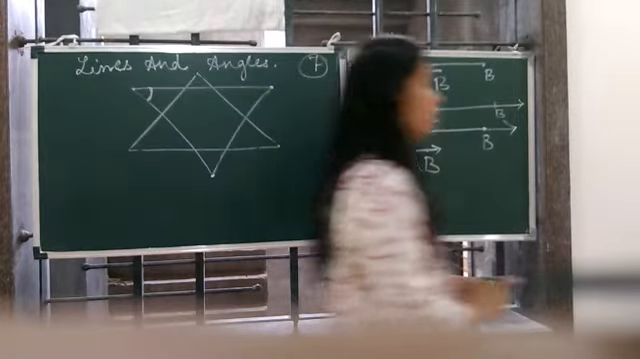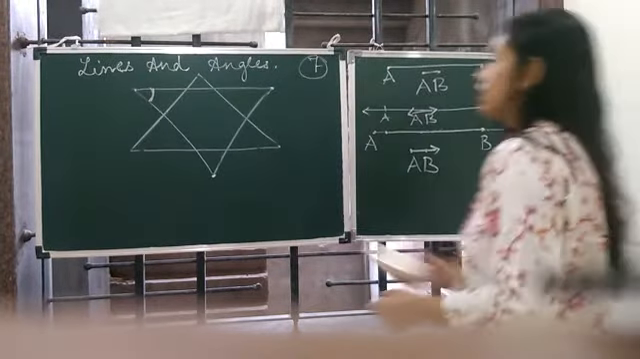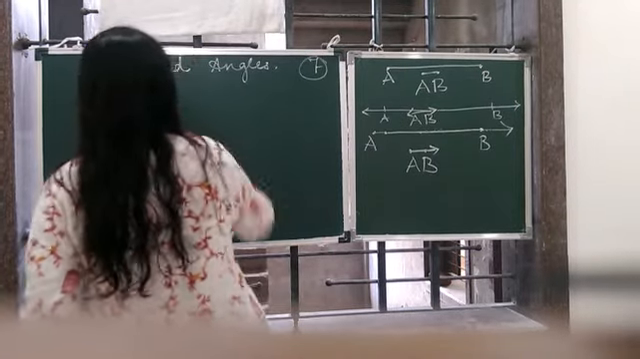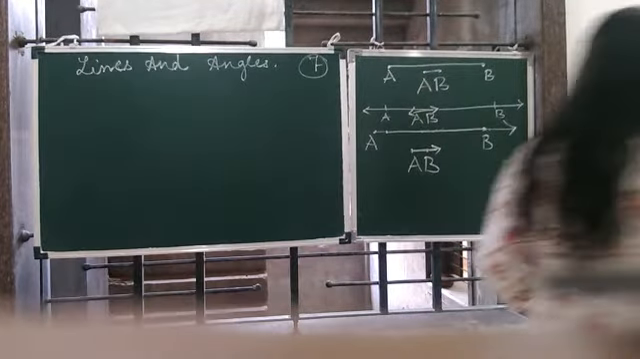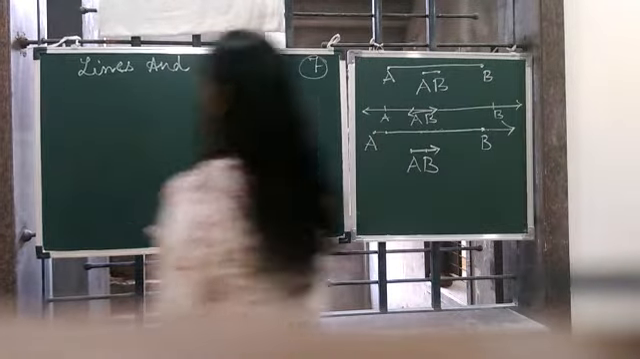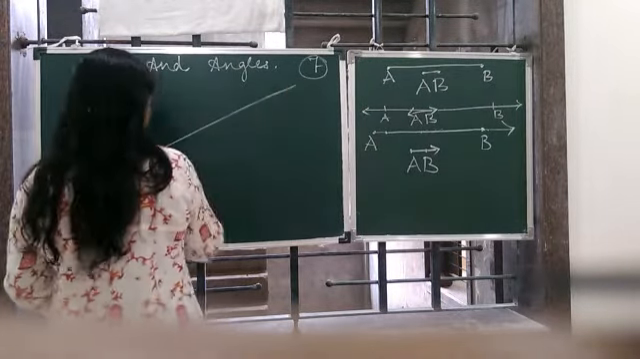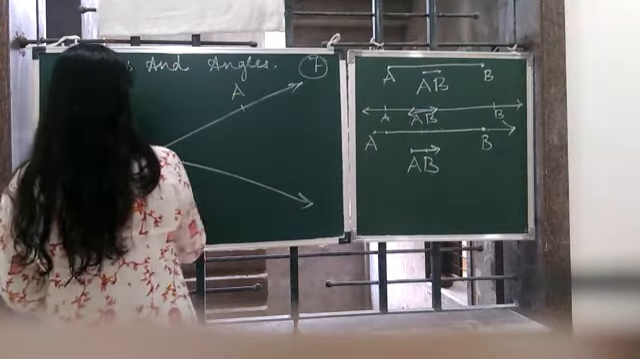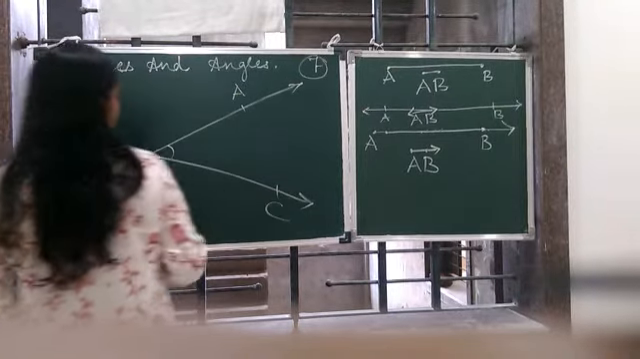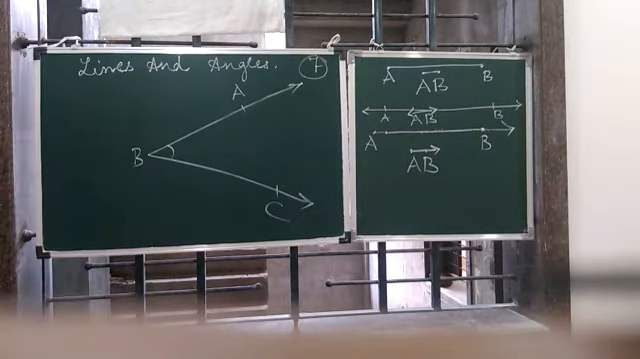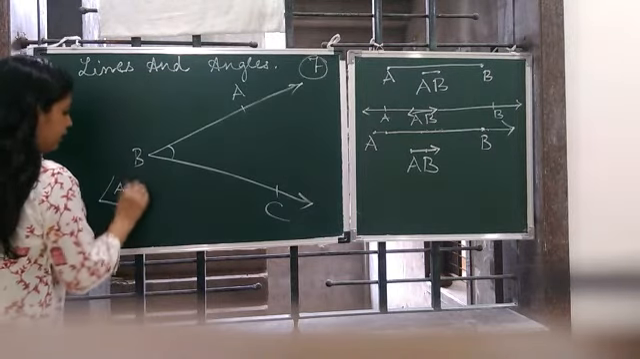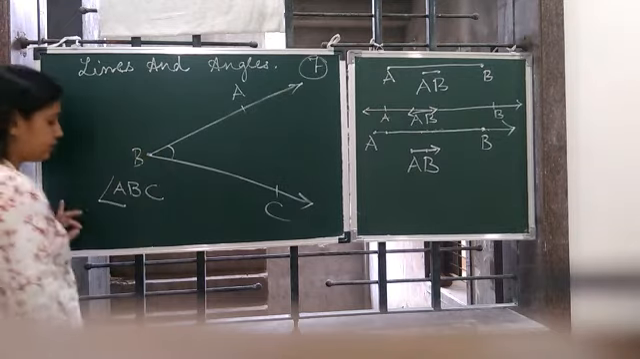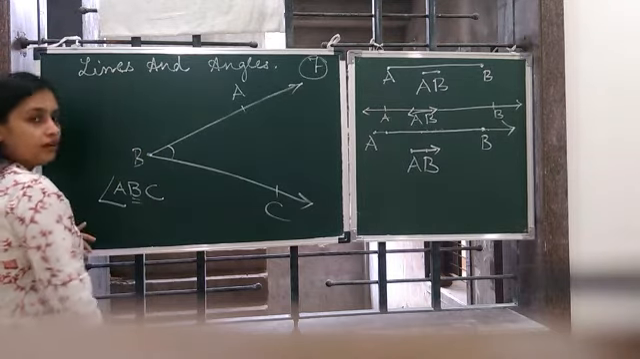Angles, what is an angle? When two line segments or two rays have a common starting point, then the figure formed by them is known as an angle. Okay, so this is an angle. Angle ABC, we denote it like this. The starting point is known as the vertex. It is always in the middle.